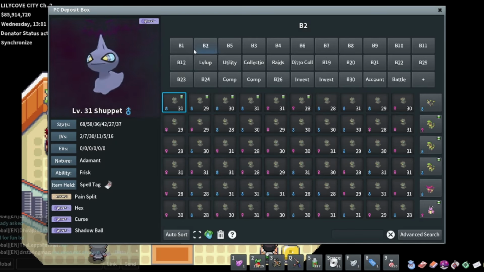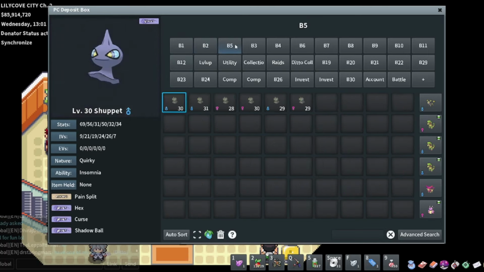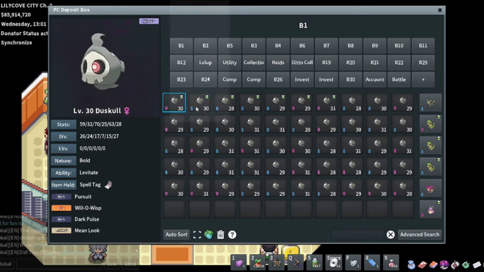Okay, we caught a few more Shuppets than we caught Duskulls. We caught 50 Duskulls and we caught like 66 Shuppets. Not quite sure what that percentage is. Maybe it's 60-40. We also got a bunch of items, so let's go through the items that we got.